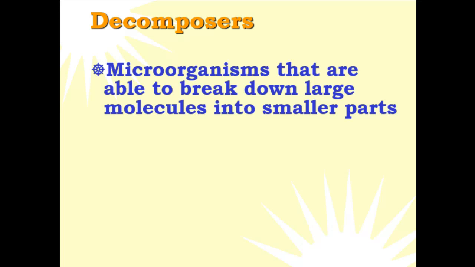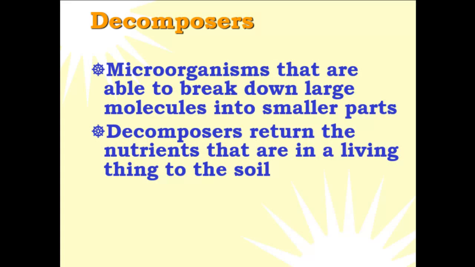Now, a decomposer, on the other hand, is going to be in the microorganism category, and they're able to break down stuff into smaller parts. Basically, that's what they're going to do. They're going to decompose materials or break it down. They return the nutrients that are living back into the soil. They're going to produce carbon dioxide and water, and then, of course, the nutrient matter.